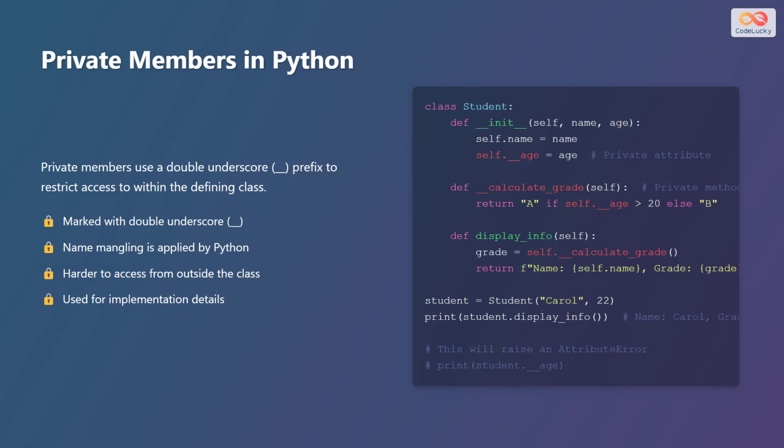Here, the class called student has a private attribute __age and a private method __calculate_grade. Attempting to access __age directly will raise an attribute error.